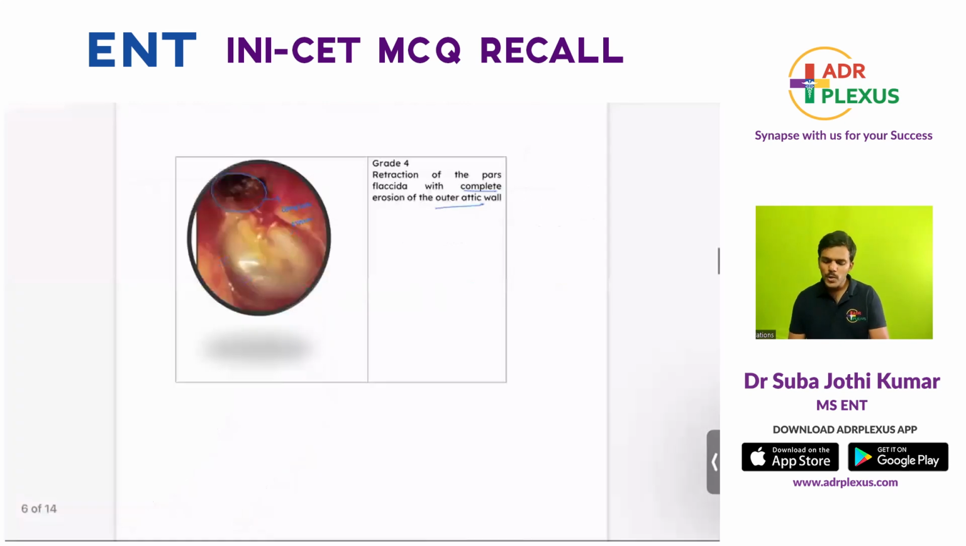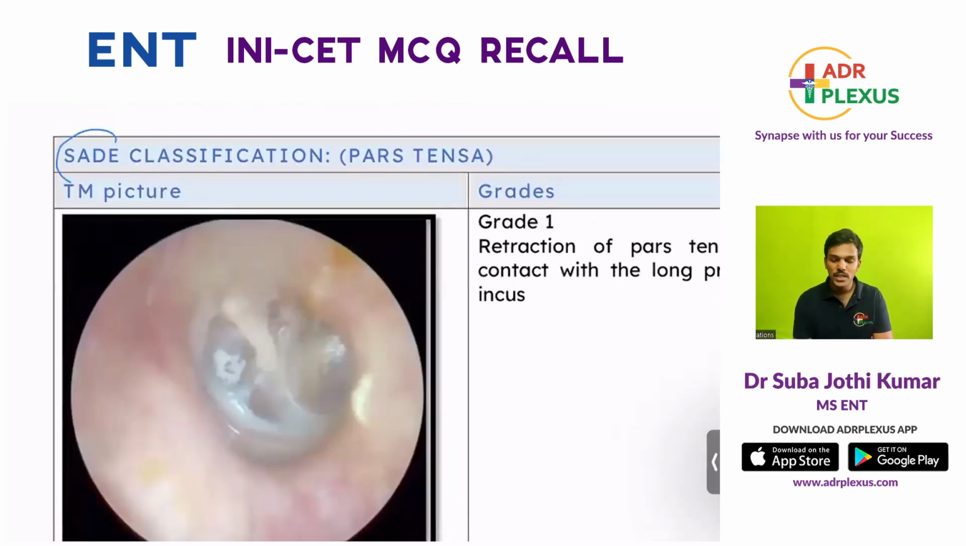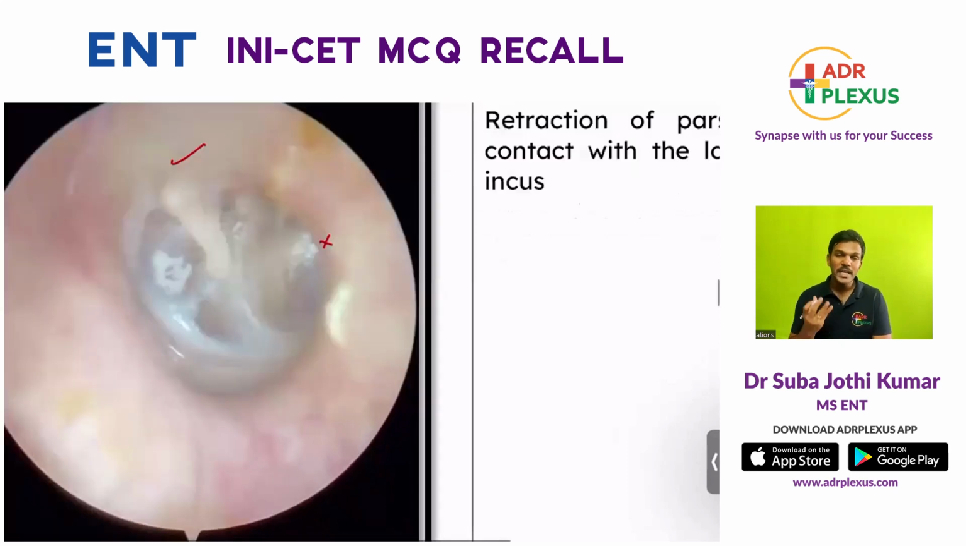Now we should also know the retraction of the pars tensa. They ask us the SADE classification. So the SADE classification gives grades for pars tensa retraction. Here pars flaccida is normal. Here pars tensa is retracted. See, this is a minimal retracted pars tensa where you could see a lusterless TM.